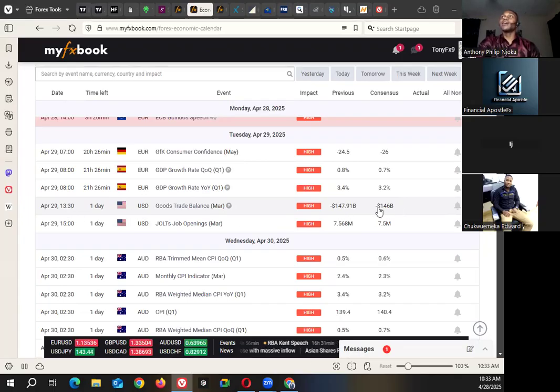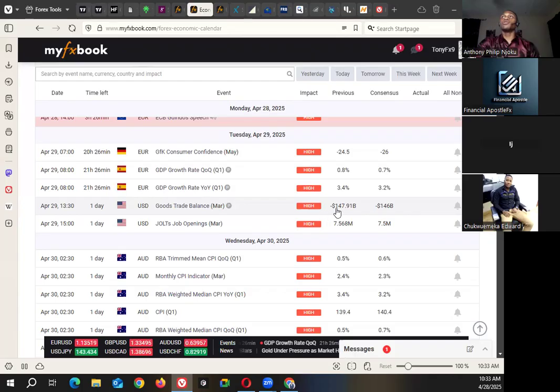So we see a figure higher than minus $146 billion. So it should, what, give strength to the dollar. But if we see a figure lower than minus 146 billion, which means that there were more imports than exports. So literally due to the trade issue, the tariff issue, I think that this figure is going to be improving ahead of time. Okay.